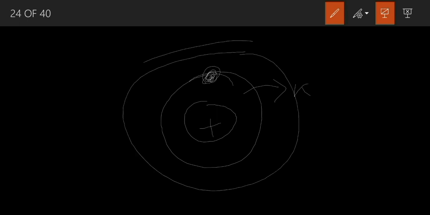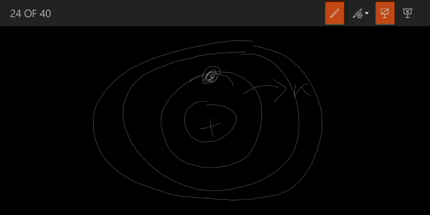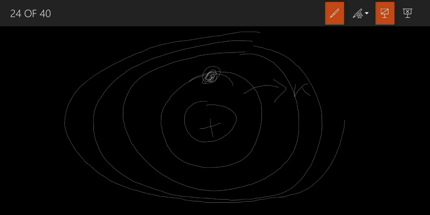then L, M, N. This was K, then L, then M, then N. From the innermost shell he started naming. Bohr did this. Each orbit or shell is associated with a fixed or definite amount of energy.